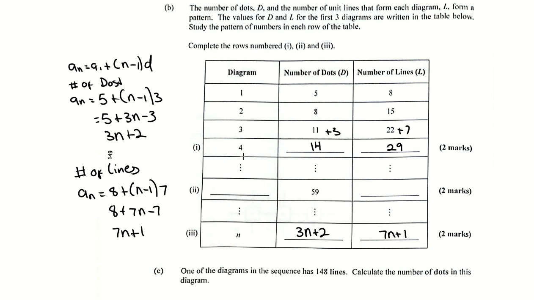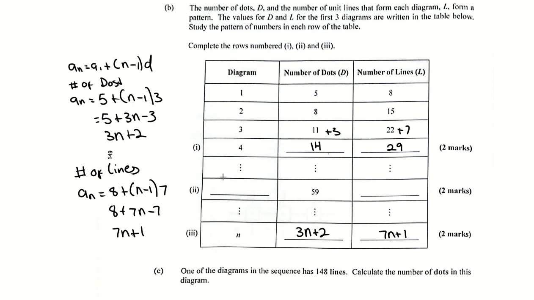If n is your diagram number and you put 4 in these formulas, you're supposed to get the answers. So 4 3s are 12, 12 plus 2 is 14. 7 4s are 28, 28 plus 1 is 29. So even when you use your formulas, you can check if the answer that you got is correct.